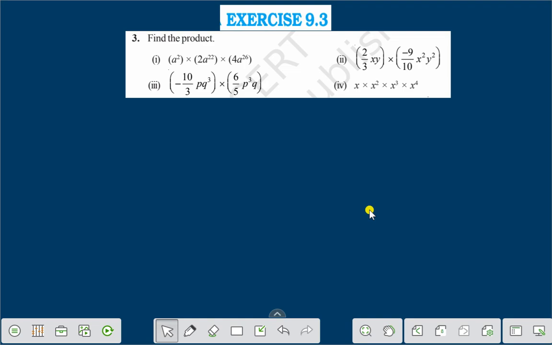Hello everyone. Today we shall discuss exercise 9.3, question number 3. Find the product. Let us find the product.